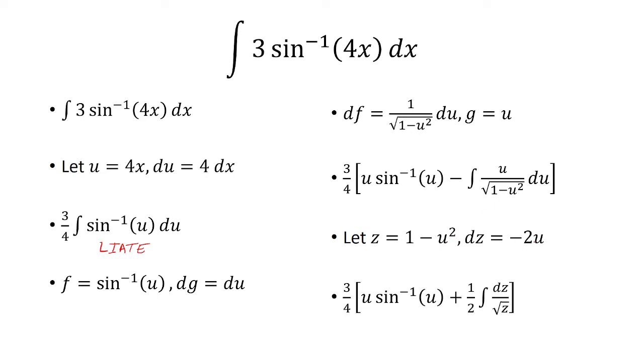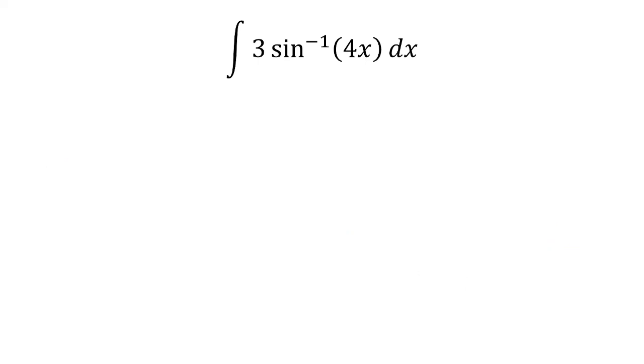Now, if I divide both sides by negative 2, we have dz over negative 2 equals u du, but we have a negative here, so that turns into a positive, so we have 1/2 times the integral of dz over the square root of z. So now we just need to integrate this one and then substitute back what u and z are.